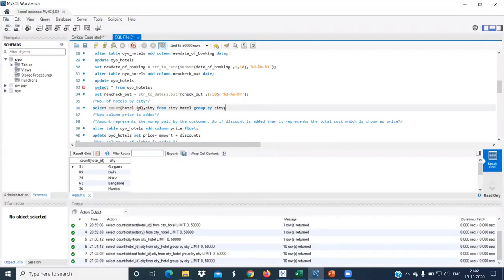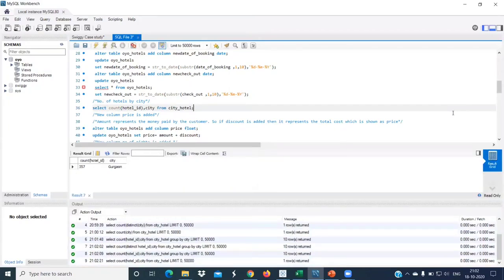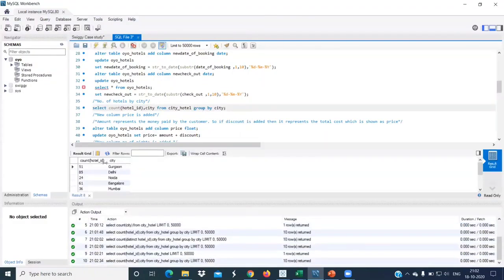So select city, count of hotel ID from city hotel, and it should be grouped by city. If this group by city clause is not present, it will give us just the sum of the hotels, that is 357. So this is not a correct value. So the group by city clause is very important. Then only we will get the number of hotels for each city. We can see that Delhi here has the most number of hotels, while Kolkata has the least number of hotels.